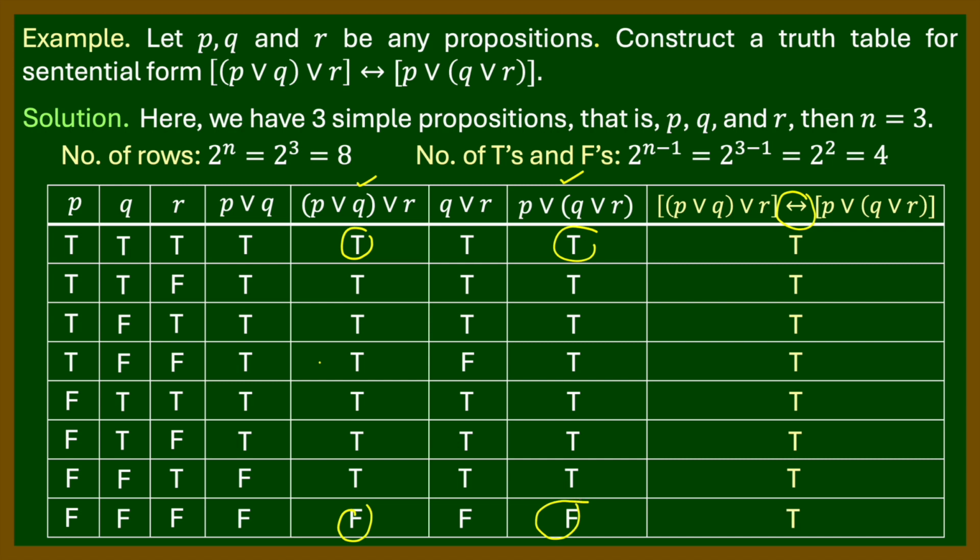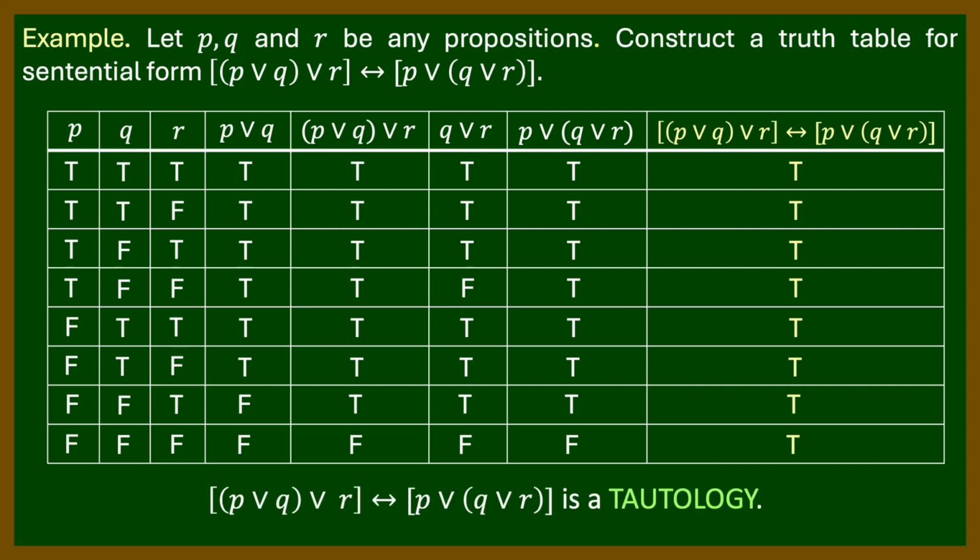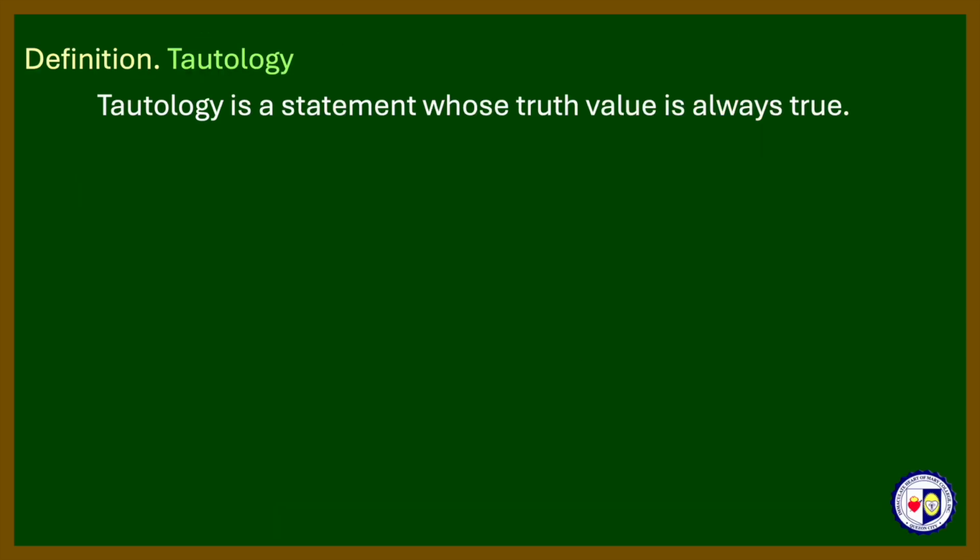Notice that the last column contains T's. They are purely T's. And this truth table is what you call a tautology. So, a tautology is a statement whose truth value is always true.